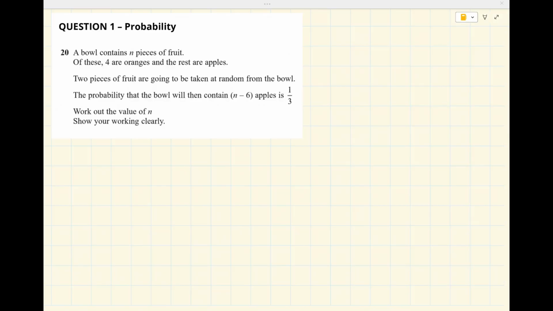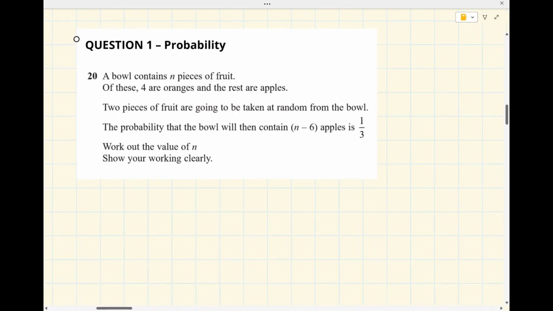Right, here's question 1. Now, this question starts off relatively simply, but there is a twist. You have to be very careful about dependent events. I imagine you've seen that already.